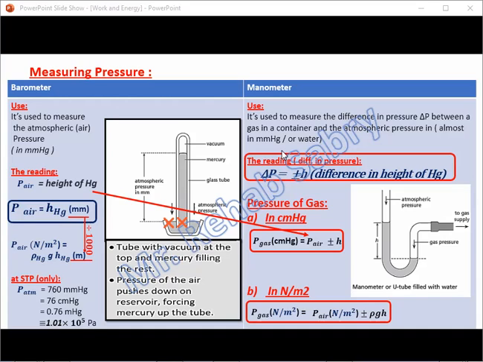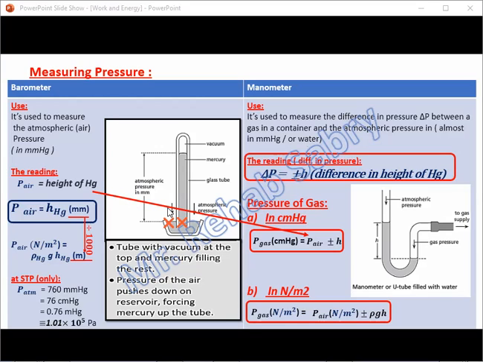In fact, it's based on air enclosed in a container, and it makes a comparison between it and the external pressure, which is the air pressure. So the manometer is used to measure the difference in pressure, delta P. Delta P means the difference of pressure between a gas in a container and the atmospheric pressure, or the air pressure, in millimeters of mercury or water. Here we use mercury only in the barometer. I'll explain the reason later.